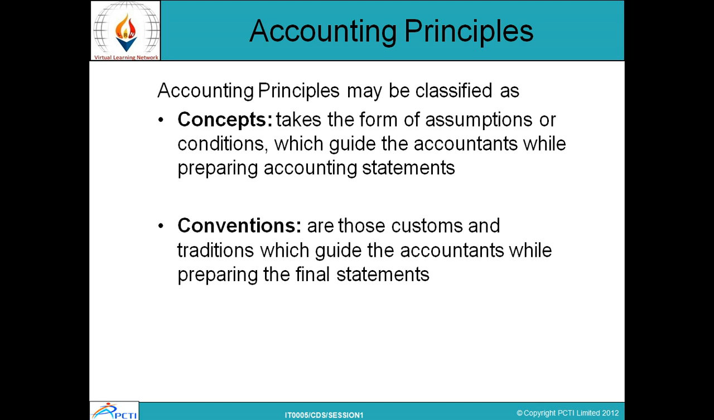For example, I will first take an example of concept. If a business is to be started, what is the assumption? The assumption is that it shall be continued for a long period of time and none wishes to close down for a short term period, right? The concept is that if I run a business, I will run it for a long period. My purpose is not to start a business today and close it tomorrow, right?